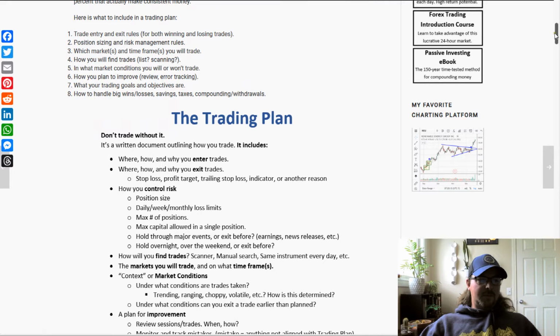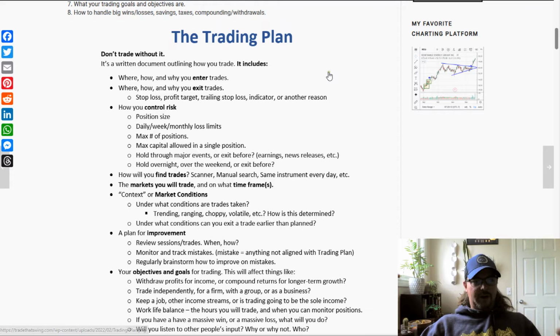So I've made this summary sheet of what the trading plan includes. It's a written document or a typed document. And it includes how, why, and where we're going to enter trades, how, why, and where we're going to exit trades. So our entry and exit rules, stop losses, profit targets, trailing stop losses, indicators, anything that we're basically going to use to find where those setups are and to control our risk on them and to take our profits, we're going to include in our trading plan.